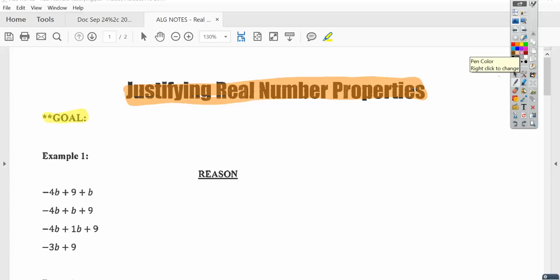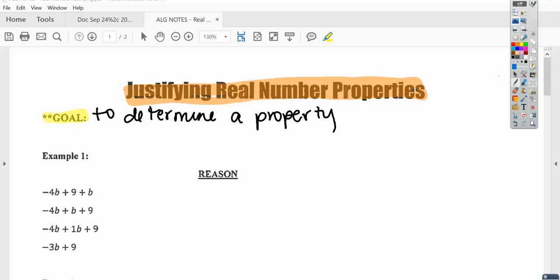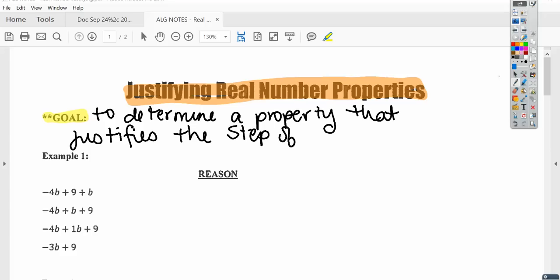So in the first part of this next unit, we're not solving anything. It's been solved. So my goal is to determine a property that justifies the step of a problem. Okay? So my goal is to determine a property that justifies each step in a given problem.